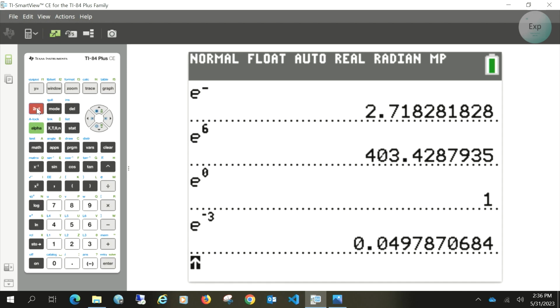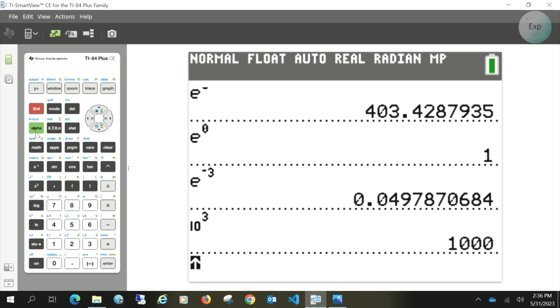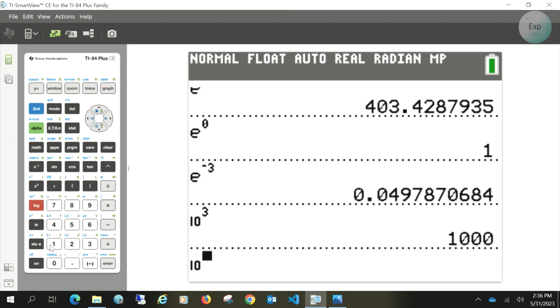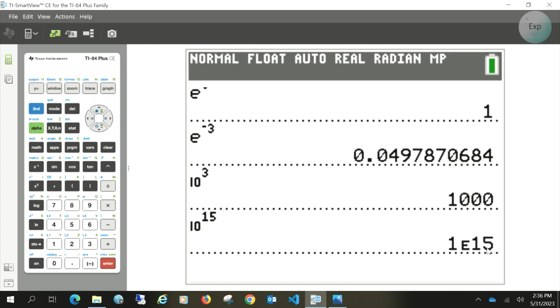For raising 10 to a power, I have the 10 to the x feature here. I can take 10 cubed, or I can take 10 to the 15th power. Now, of course, when I have an exponent that's too big, the calculator will display my answer using scientific notation. And so there I have 1 times 10 to the 15th power, which is displayed as 1e15.